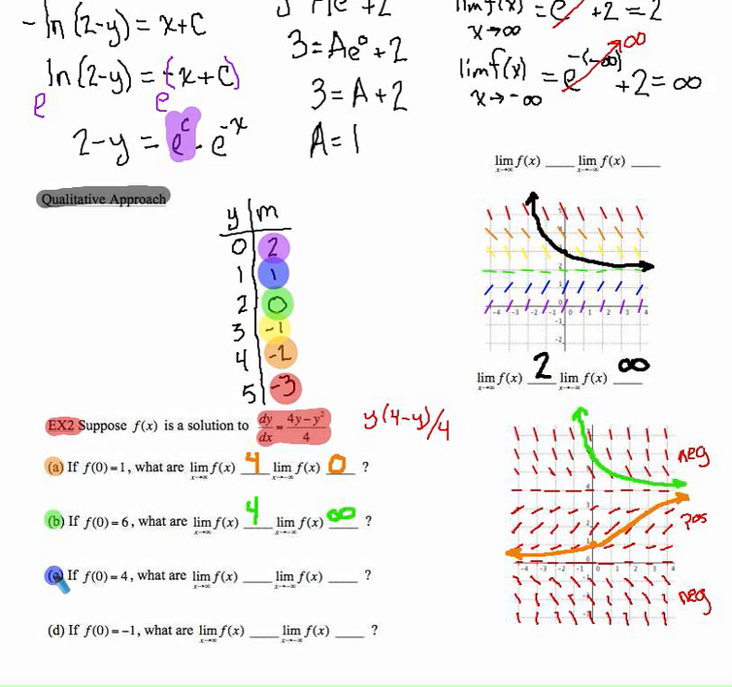Third question, C. We're going to start at 0, 4, which puts us right here. As we go to the right, it's just simply a horizontal line. As we go to the left, again, horizontal line. Limit as x approaches infinity, 4. Limit as x approaches negative infinity, also 4. Last one. Start at 0, negative 1.